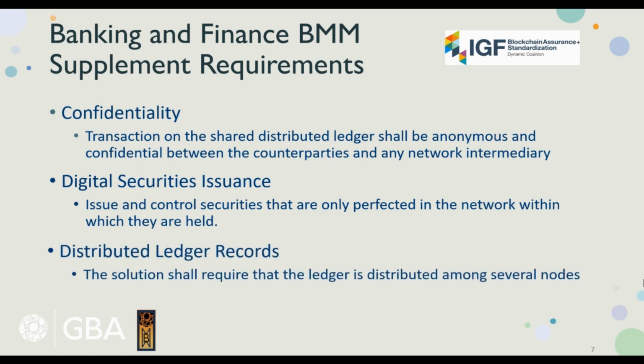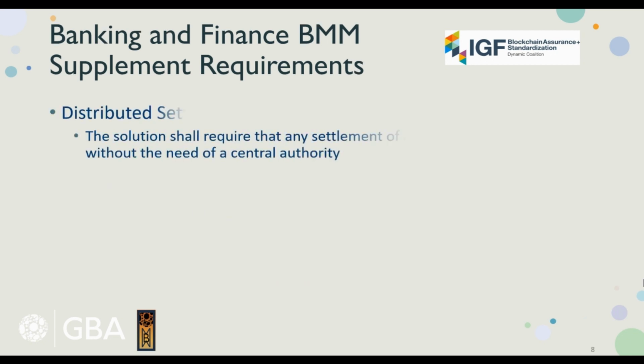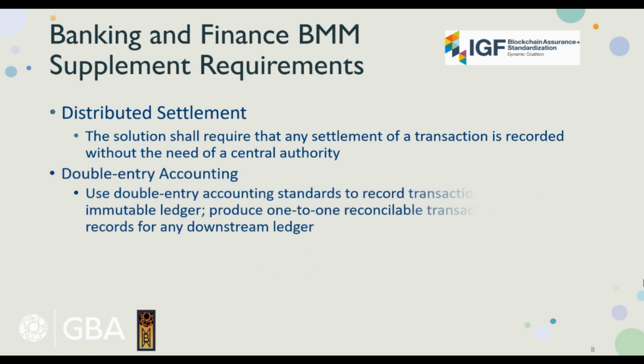Distributed ledger records. The solution requires that the ledger is distributed among several nodes. Distributed settlement. The solution requires that any settlement of a transaction is recorded without the need for a central authority. Double entry accounting. Use double entry accounting standards to record transactions on an immutable ledger. Produce one-to-one reconcilable transaction and balance records for any downstream ledger.